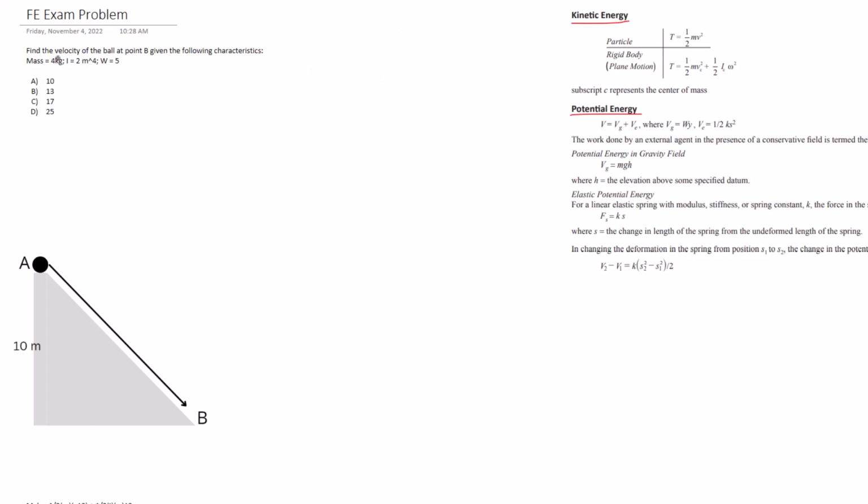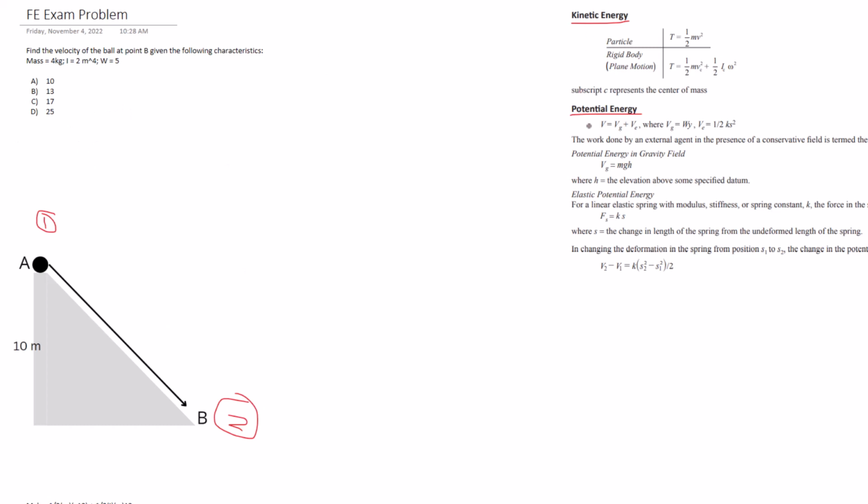So the problem states, find the velocity of the ball at point B. So we're going to label this point 2 here. At point B, given the following characteristics, a mass of 4 kilograms, rotational moment of inertia of 2 meters to the fourth, and a W of 5. So given that, we're going to mark point 1 and point 2. That's the first thing you're going to want to do with this problem. Where does the ball start? Where does it end up? And that helps us define what we're going to use in terms of equations.